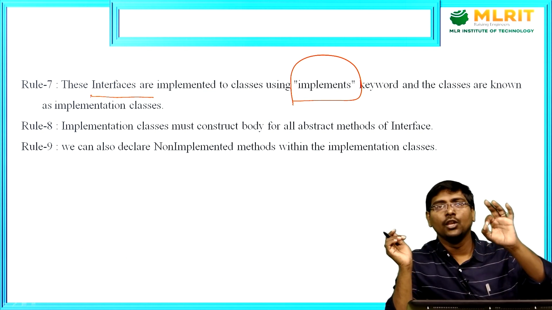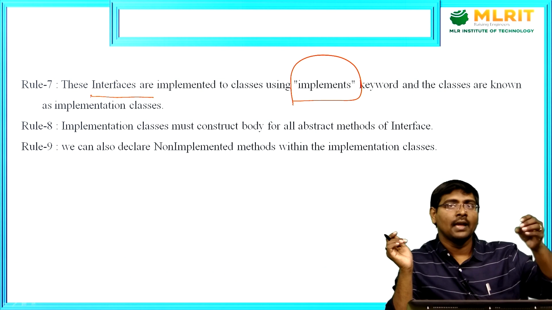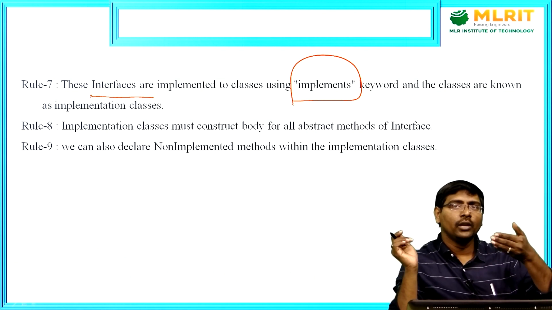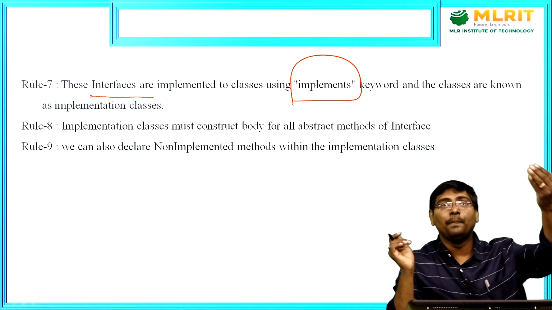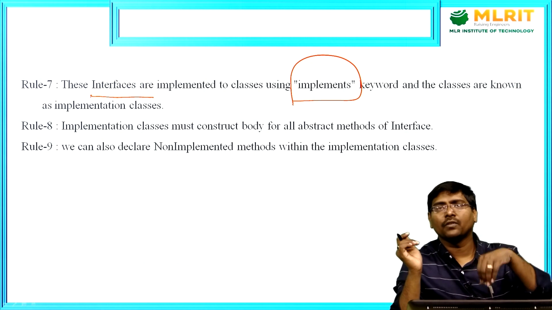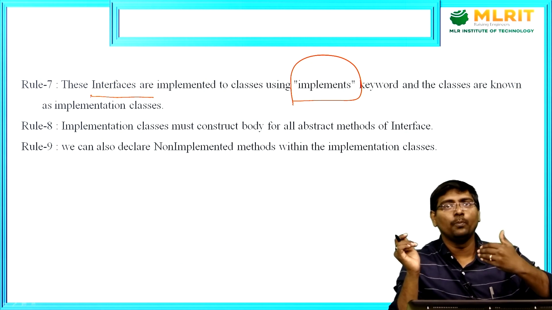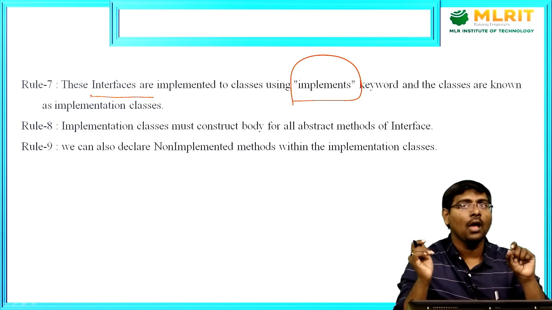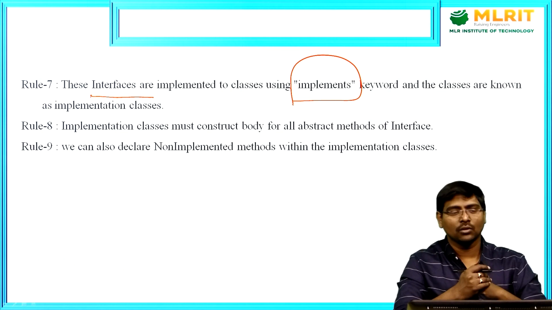So, in your program, if you have an interface, compulsory you need to create one class. That class implements the interface. Implements the interface in the sense that the class needs to provide definition for all the abstract methods of the interface. Okay, that is the point.